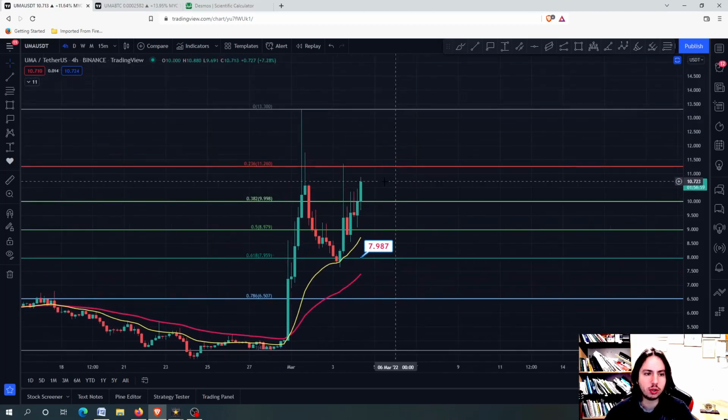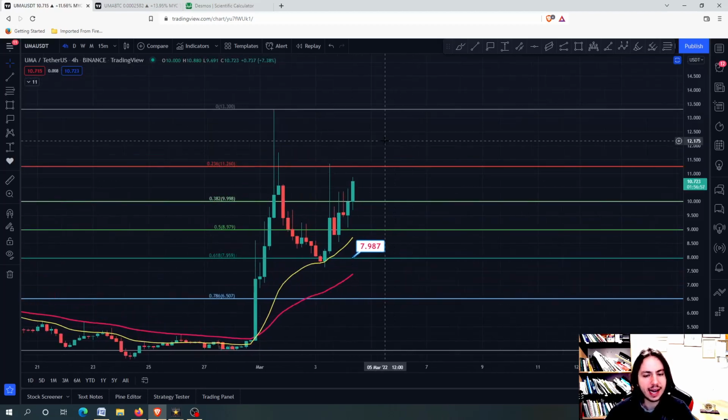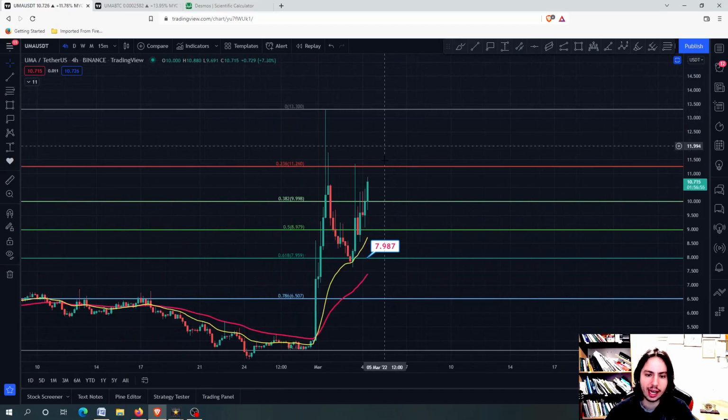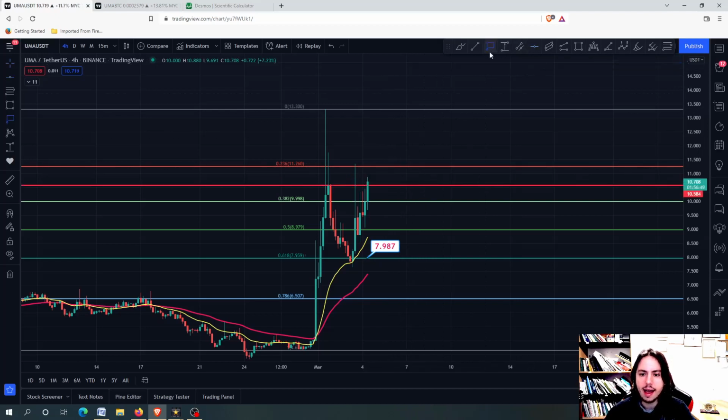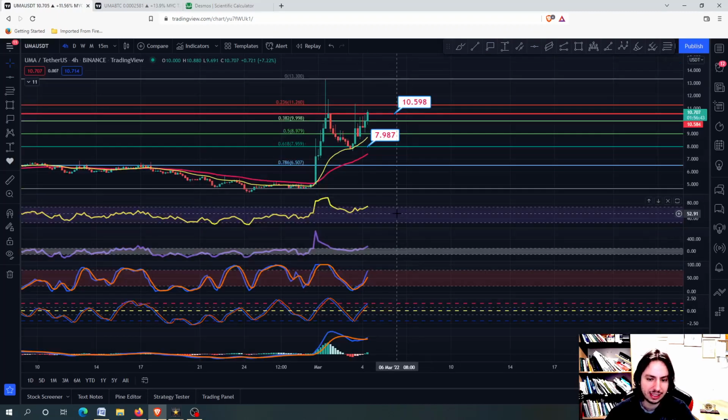So what is next for UMA? Can we make a higher high? It is possible, okay, it is possible. However, first, what we need to do is to close above this line right here, and we are soon going to see the next price targets. But first, let me tell you something about the risk metrics.